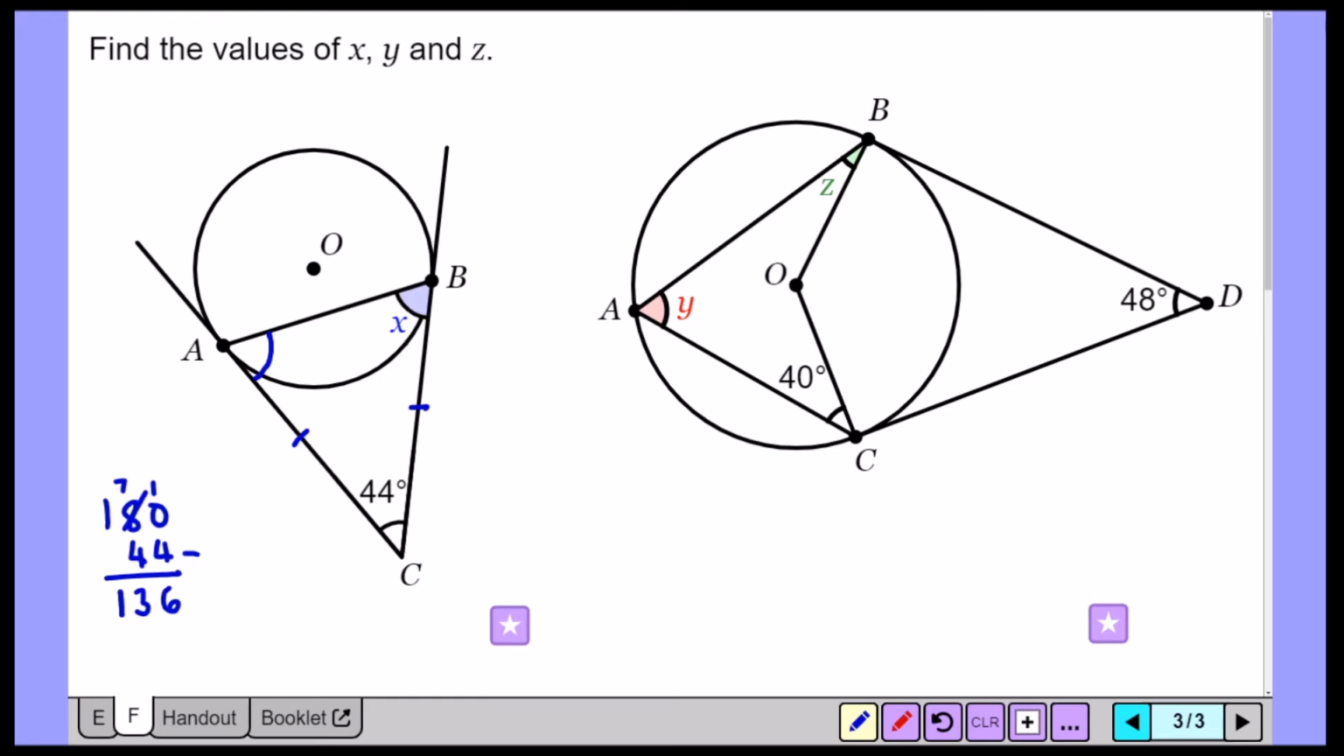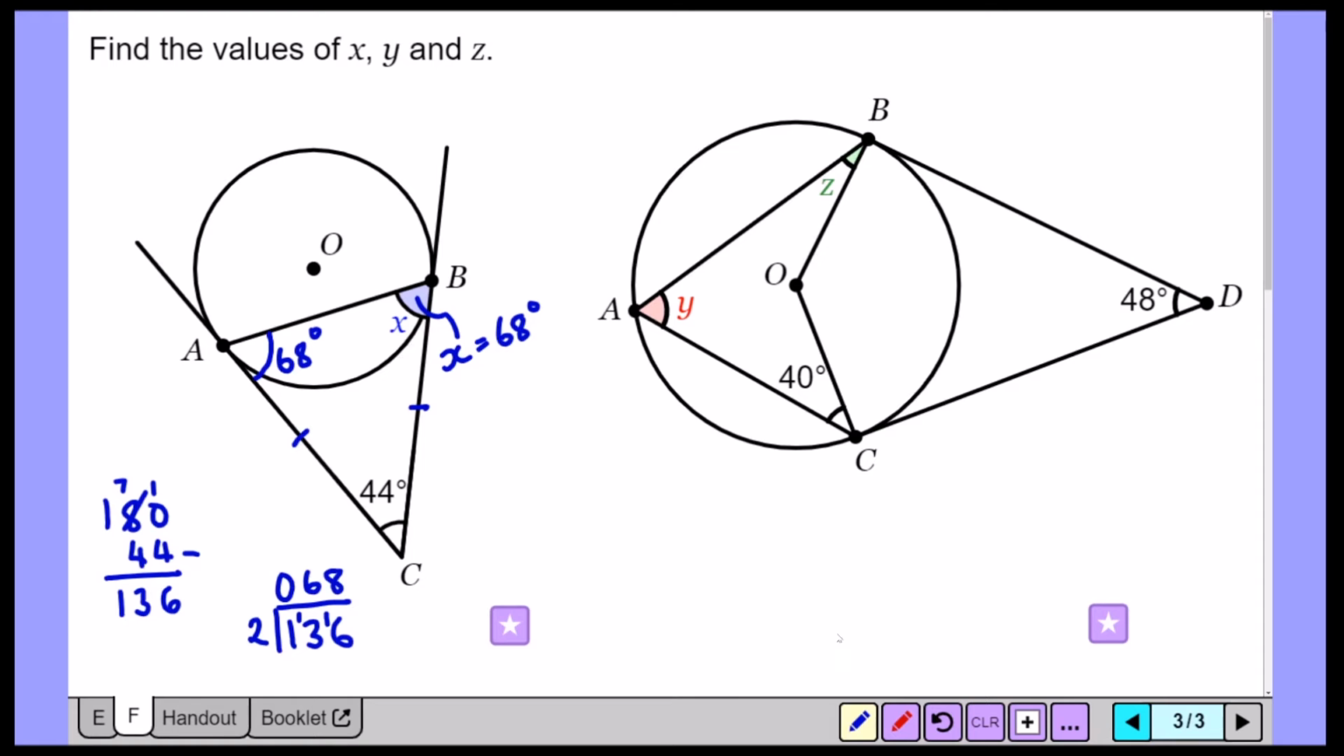I know that this 136 degrees needs to be shared equally between the two angles that are left in my triangle. So I need to do 136 divided by 2, and I can use a bus stop to help me get that answer. 1 divided by 2 is 0 remainder 1, 13 divided by 2 is 6 remainder 1, and 16 divided by 2 is 8, meaning this angle is 68, and also my missing angle x is 68 degrees as well.